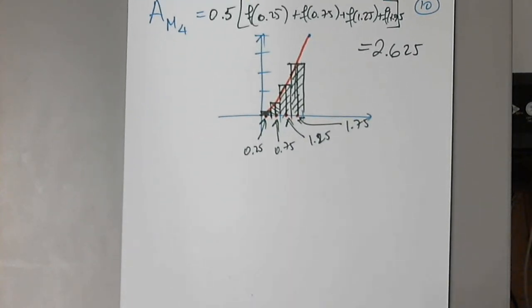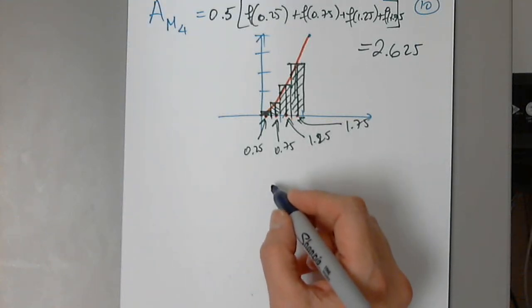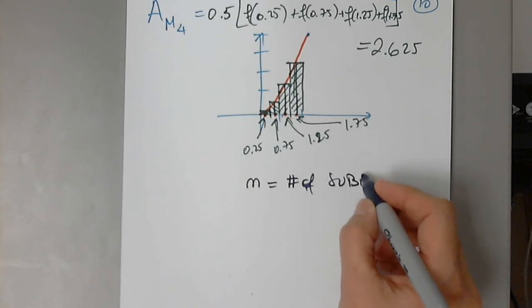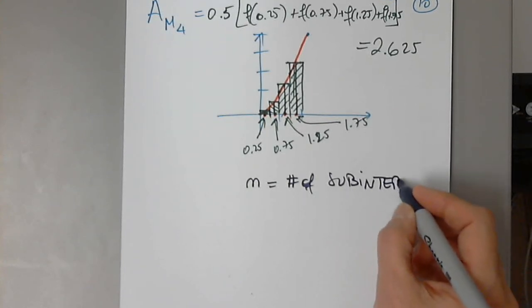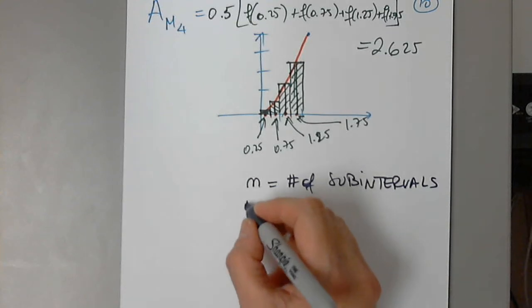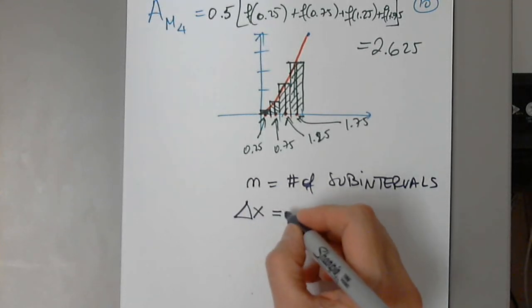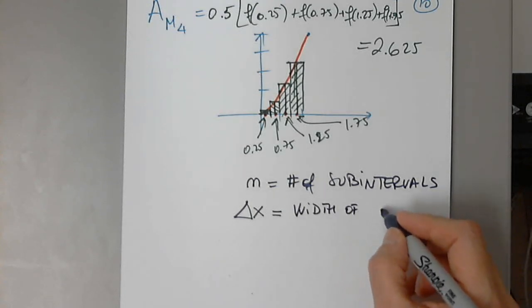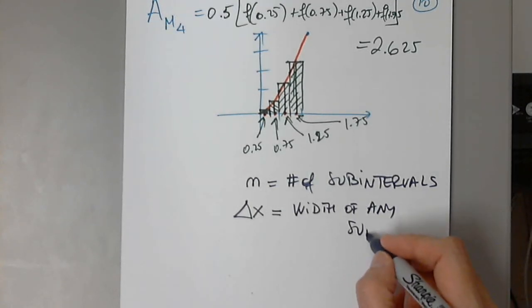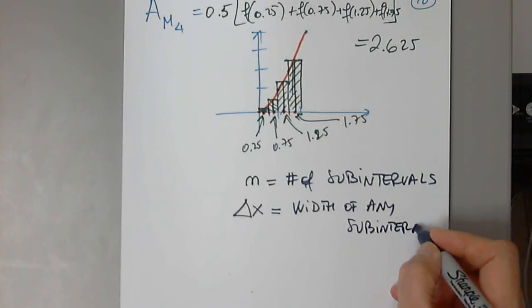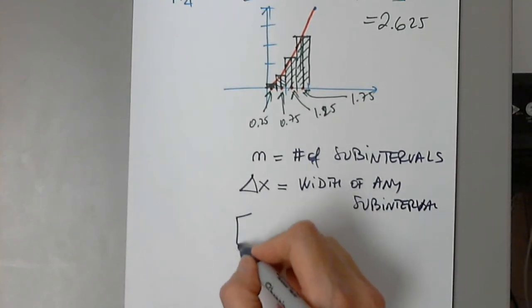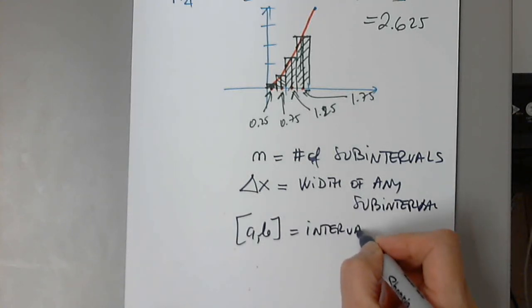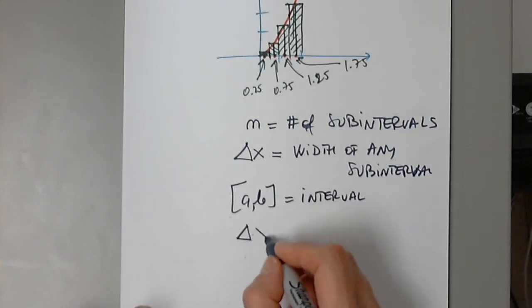See how we do that. So n is the number of subintervals. Delta x is the width of any subinterval. [a, b] is the interval. Can anyone calculate delta x for us?